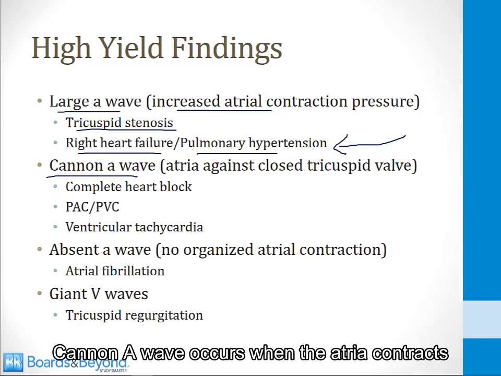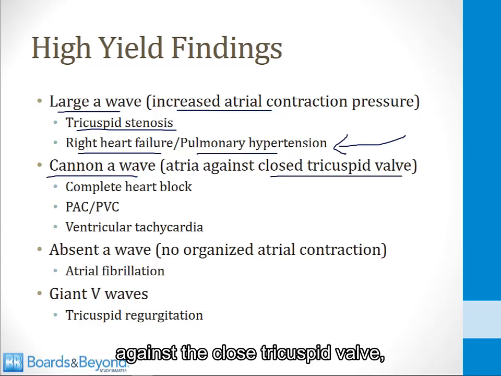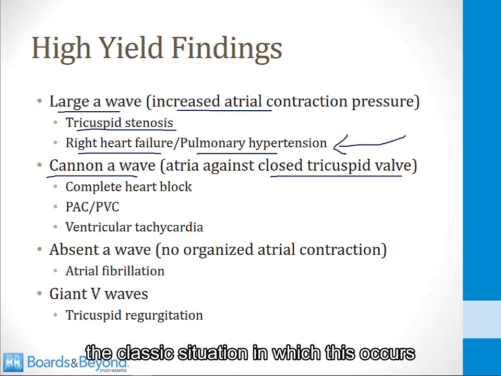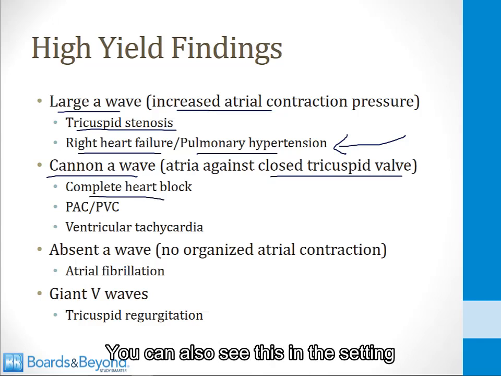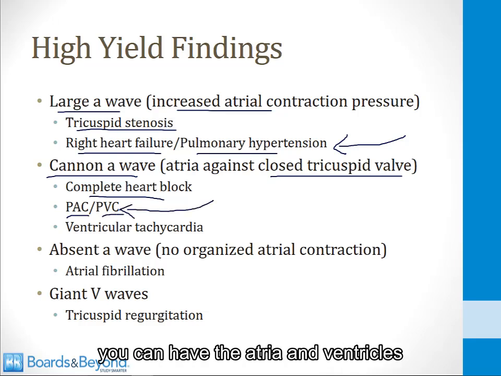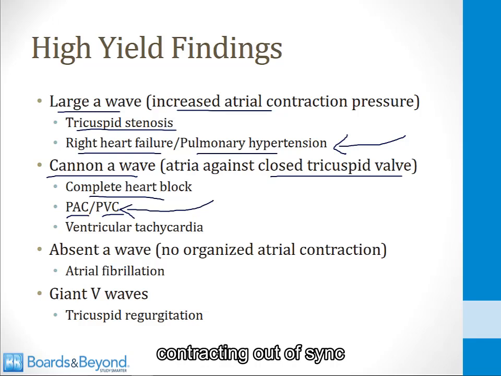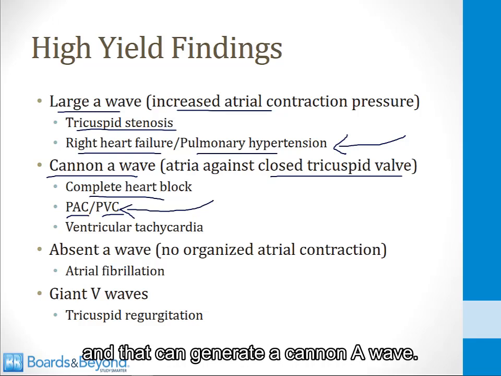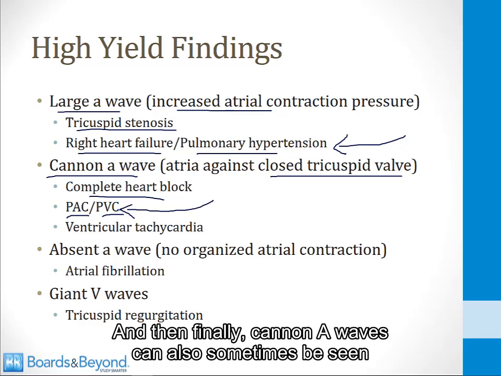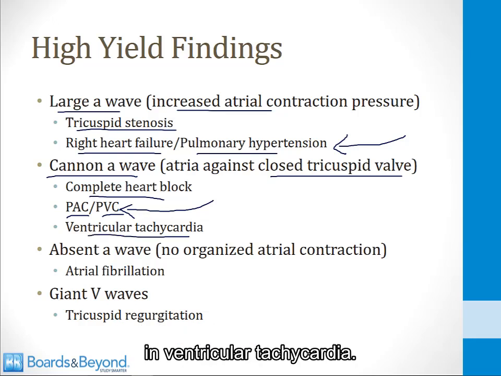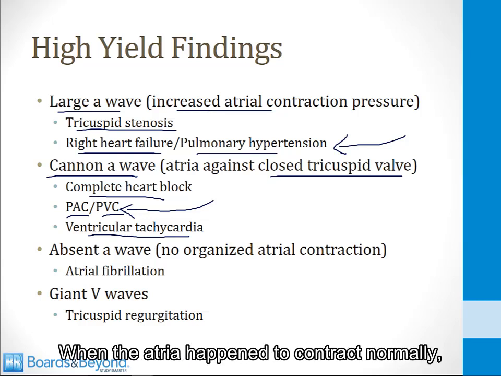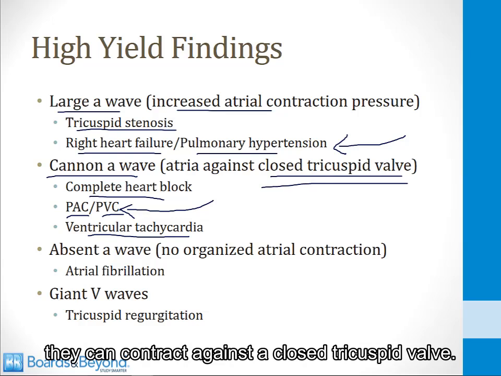A cannon A wave occurs when the atria contracts against a closed tricuspid valve. The classic situation in which this occurs is complete heart block. You can also see this in the setting of a premature atrial contraction or premature ventricular contraction. In both of these scenarios, you can have the atria and ventricles contracting out of sync, and that can generate a cannon A wave. And then finally, cannon A waves can also sometimes be seen in ventricular tachycardia. In ventricular tachycardia, the ventricle is contracting abnormally at a very high heart rate. When the atria happen to contract normally, they can contract against a closed tricuspid valve.